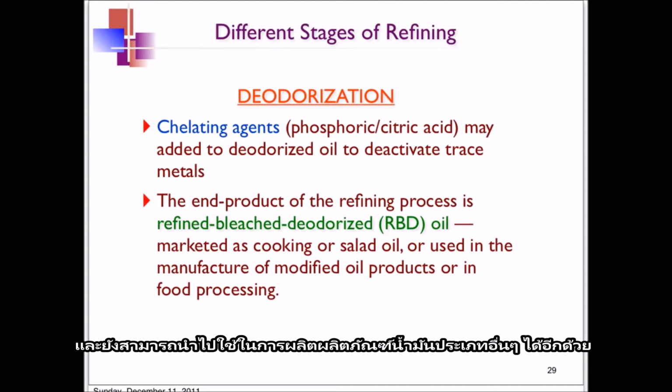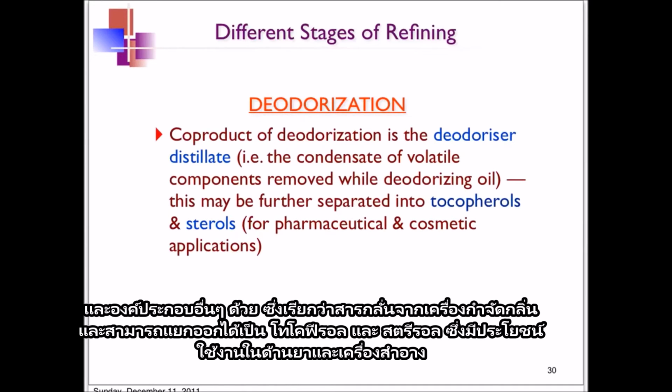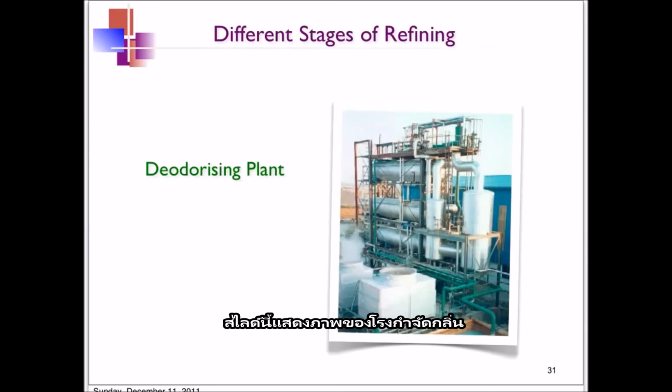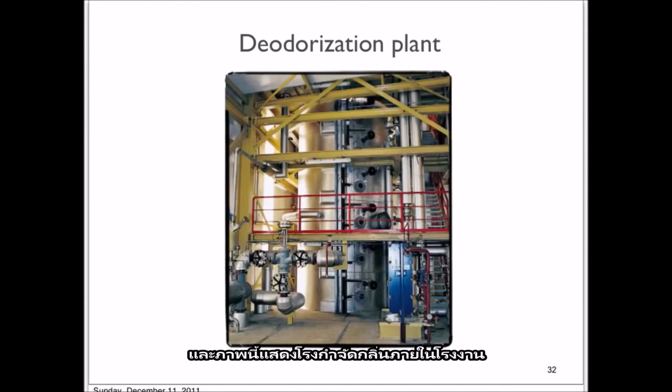And the volatile components during the deodorization process are removed as condensate, and this actually contains various compounds, and this is called deodorizer distillate, and this can be further separated into tocopherol and sterols for various applications in pharmaceutical and cosmetic applications. Okay, this slide just shows a picture of the deodorizing plant, and another one here showing the deodorizing plant from inside the factory.